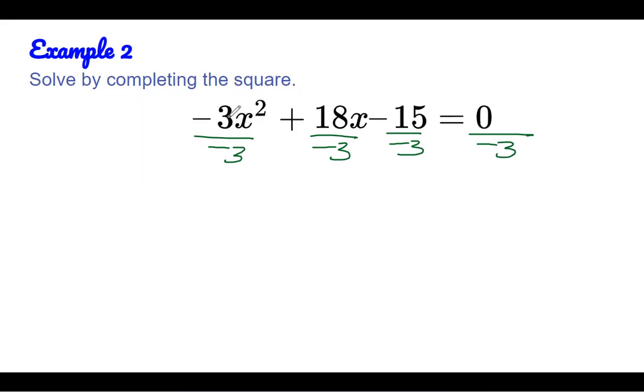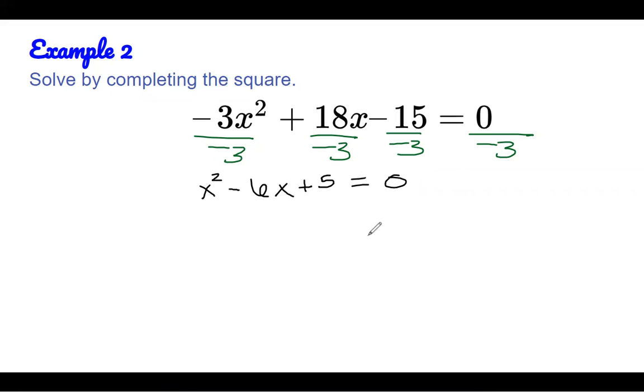All right, so what is my leading coefficient now? It's 1, so we have x to the power of 2 with a leading coefficient of 1. That's what I meant to say. And we have 18x divided by -3, which gives me -6x. -15 divided by -3 gives +5 equals 0. Okay, so we have now our equation here.